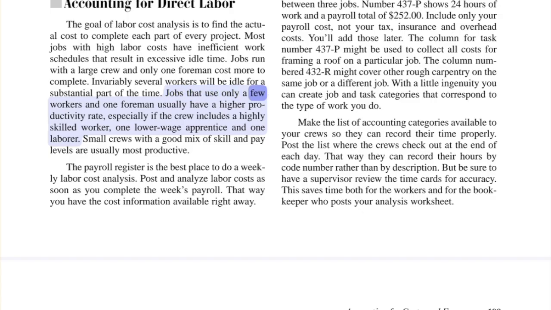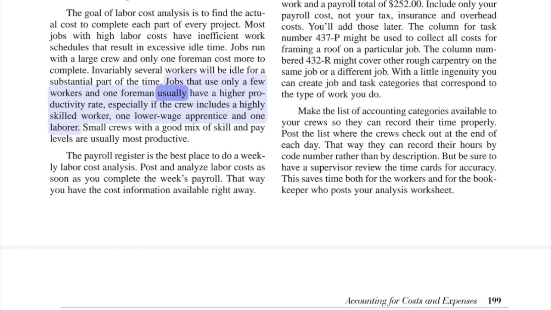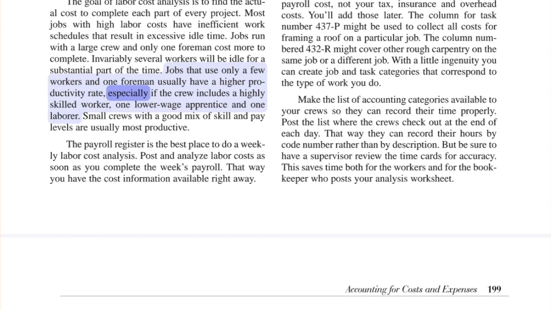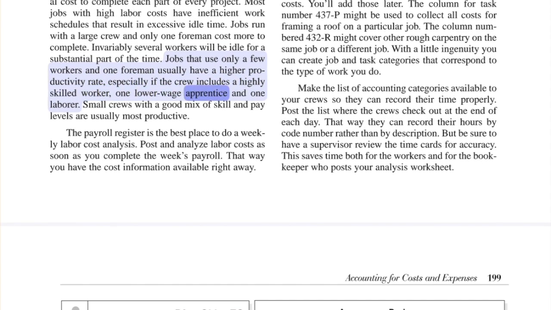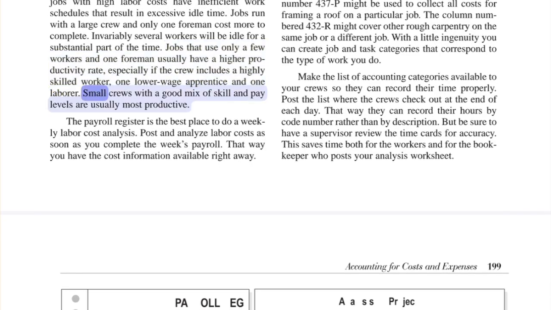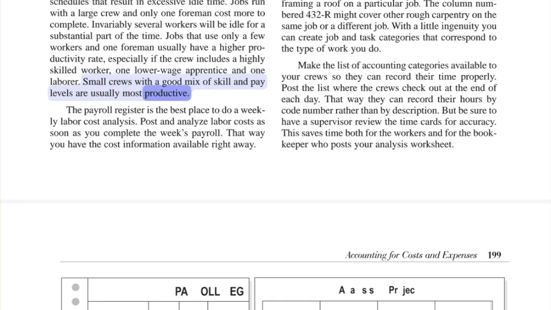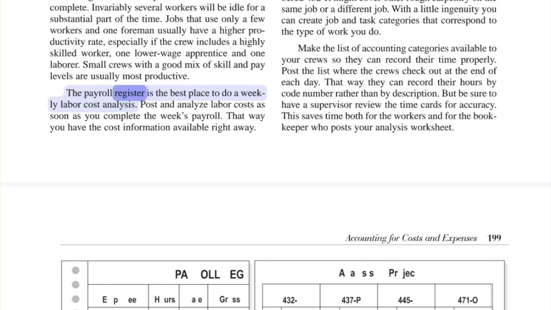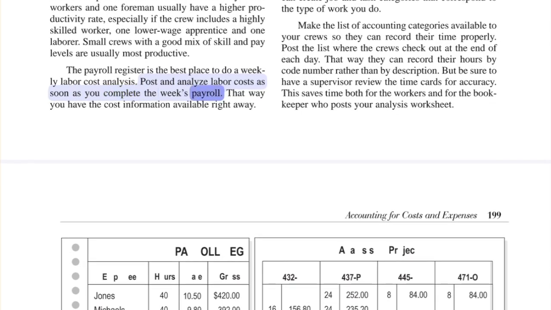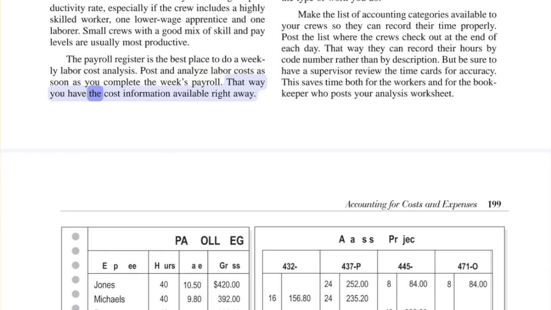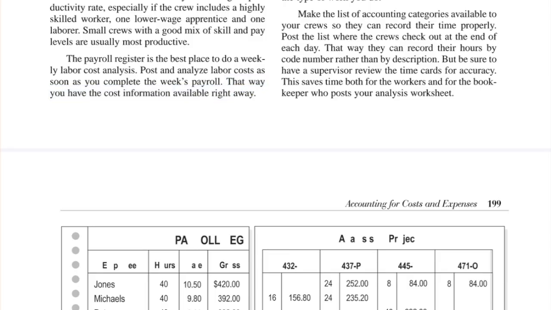Jobs that use only a few workers and one foreman usually have a higher productivity rate, especially if the crew includes a highly skilled worker, one lower wage apprentice, and one laborer. Small crews with a good mix of skill and pay levels are usually most productive. The payroll register is the best place to do a weekly labor cost analysis. Post and analyze labor costs as soon as you complete the week's payroll. That way, you have the cost information available right away.